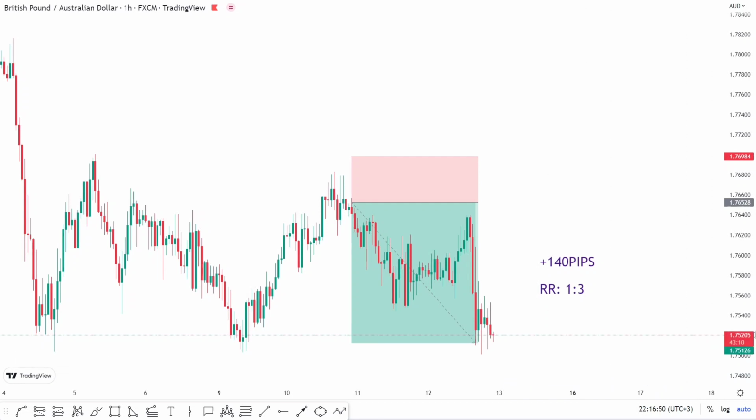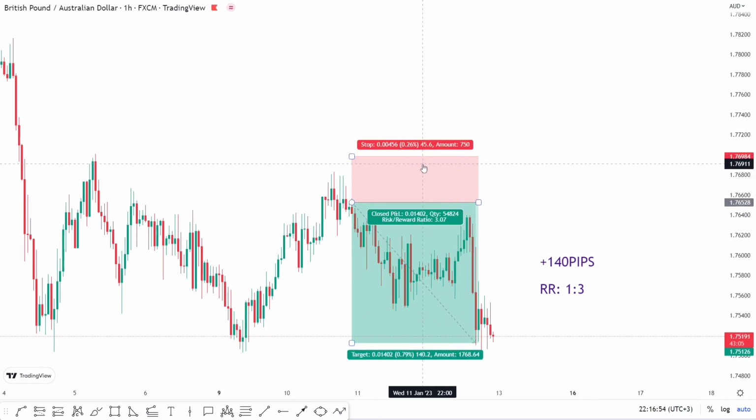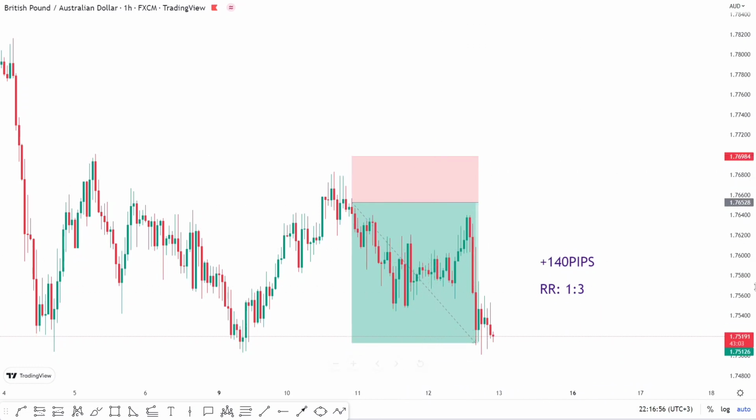So it was a 1 to 3 risk to reward ratio. I was risking a 45 pip stop loss, and I was targeting 140 pips. So I'll get straight into the trade breakdown.